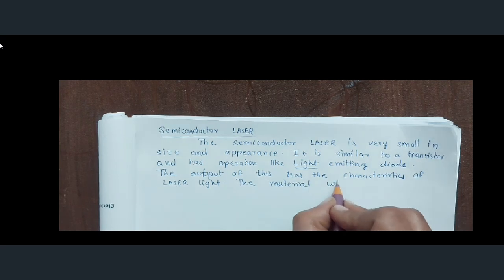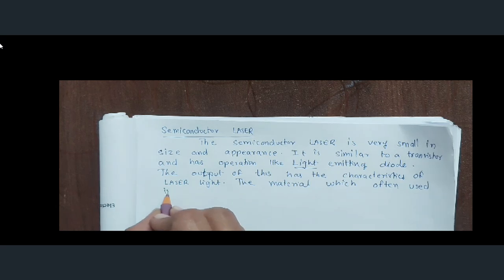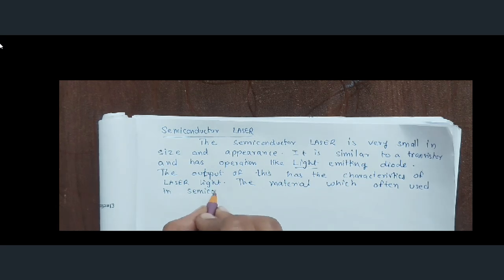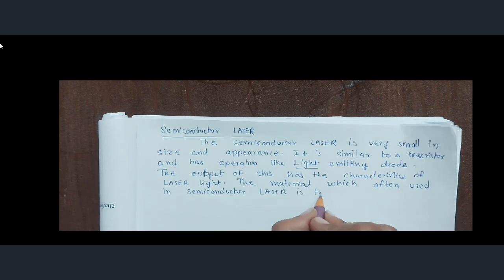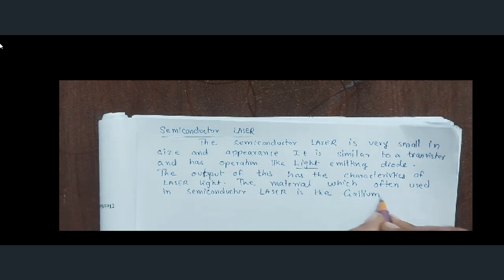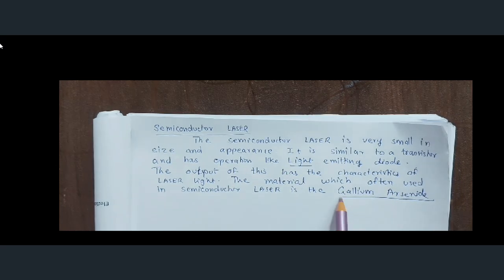The material which is often used in a semiconductor laser is gallium arsenide. This is very important. Semiconductor laser means the material used is gallium arsenide.